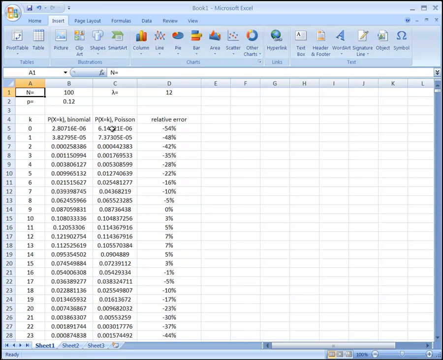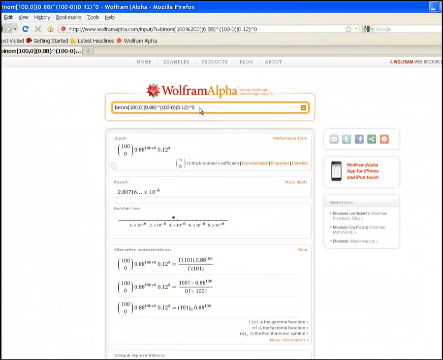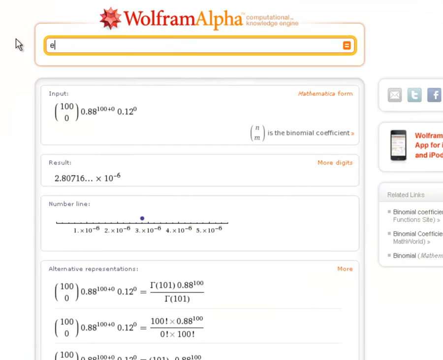Now for the Poisson distribution, that only has one parameter, and that's lambda. And you may recall that the formula for the Poisson distribution is the probability of X equals k is e to the minus lambda, lambda to the k over k factorial. So for k equals 0 and lambda equals 12, that is e to the power of minus 12 times lambda to the k, so that would be 12 to the power of 0, divided by 0 factorial. Now it turns out 0 factorial is defined as just 1.